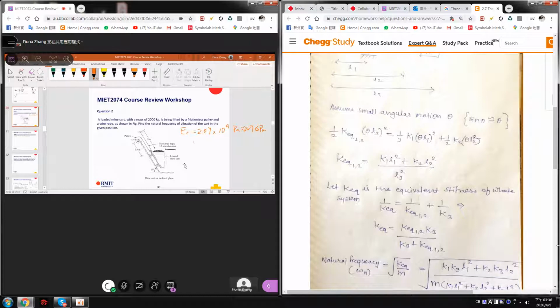K equals AE over L. Okay, K is called AE over L. So how can you model this? Now you know, right?